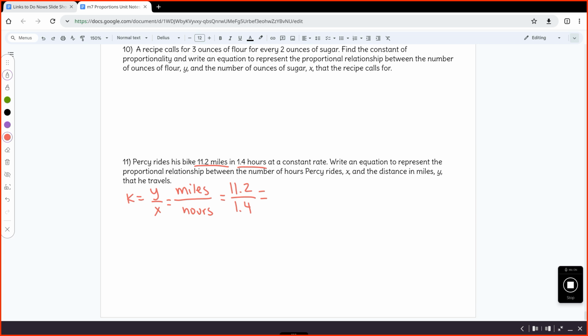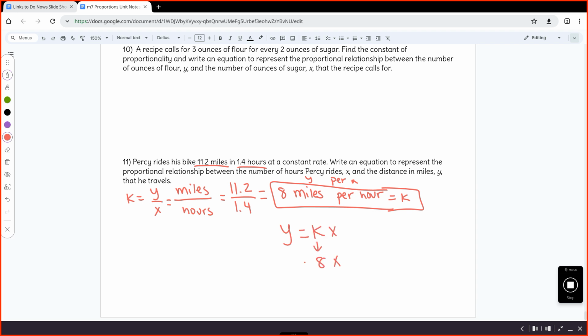So when we do our division, we're going to do 11.2 divided by 1.4, and we get 8, and it's y per x. So it's 8 miles per hour. That is k. Once you get k, right, just so we're aware, once you get k, you plug it into your equation. So we get y equals 8x.